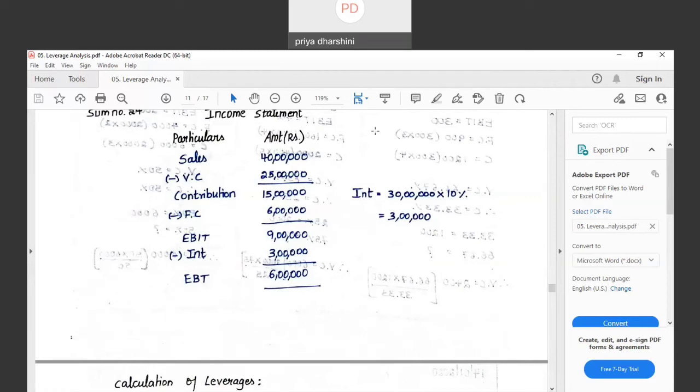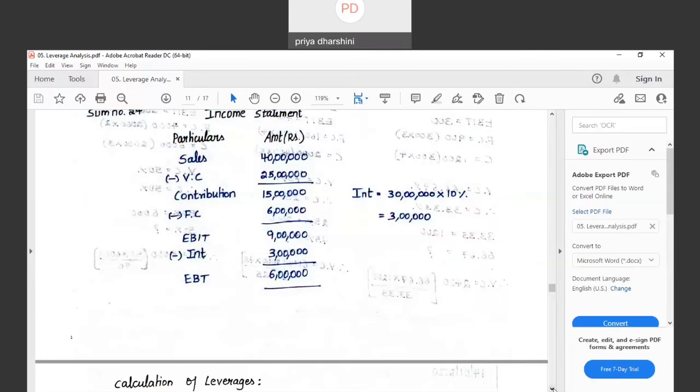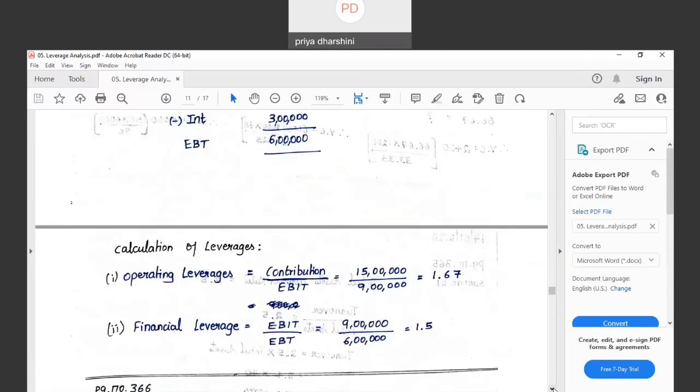Sales is 40 lakhs. Variable cost is 25 lakhs, which means contribution is 15 lakhs. Fixed cost is 6 lakhs. EBIT is 9 lakhs. Interest is 10% on 30 lakhs, which is 3 lakhs. So EBT is 6 lakhs. What is the question? Operating and financial leverage. Operating leverage is contribution by EBIT. Financial leverage is EBIT by EBT. That's all. Is this sum understood?